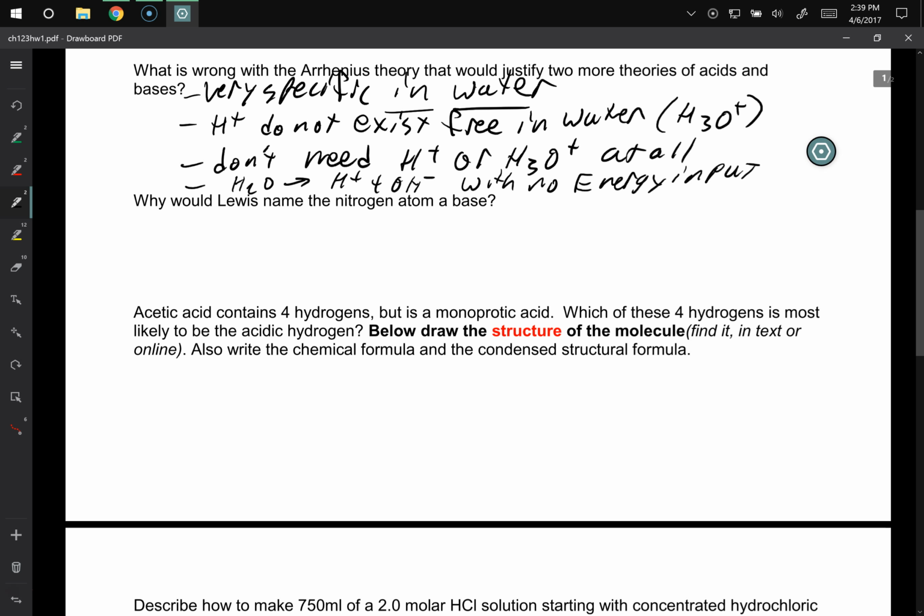Okay, what about Lewis naming nitrogens as Lewis bases? What is it that's important about the nitrogen? No. What's my Lewis structure for a nitrogen atom? An N with what? How many dots? 5.